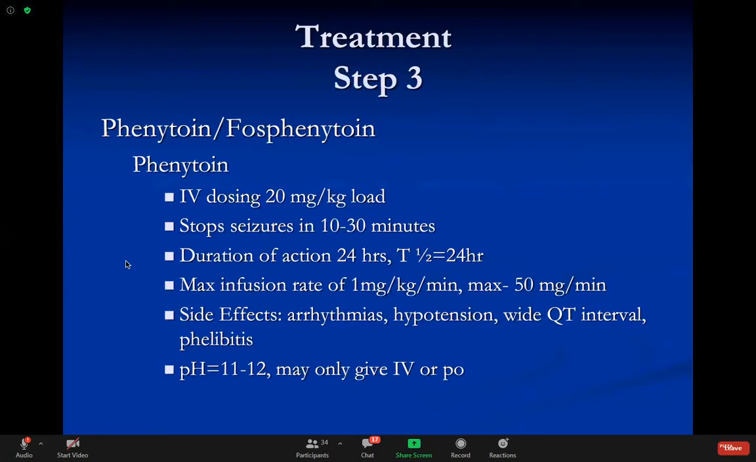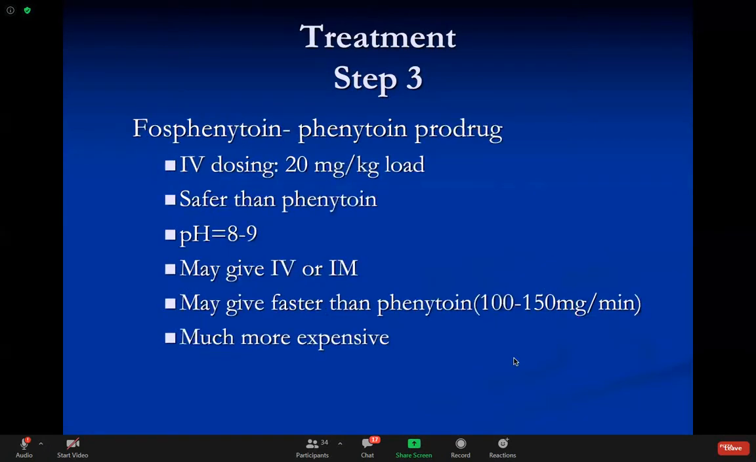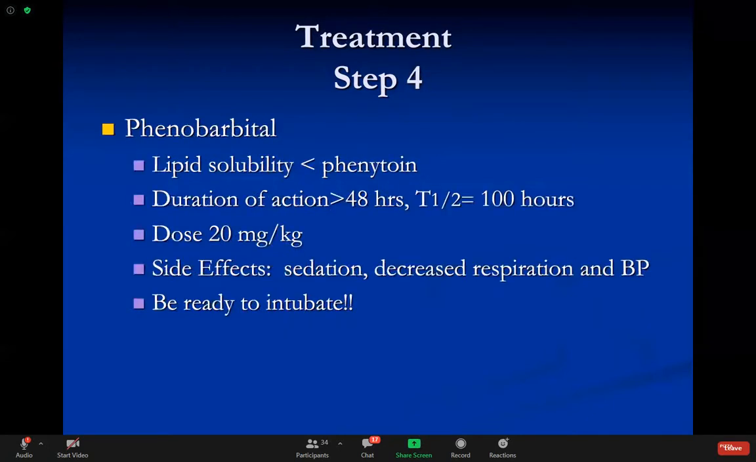Phenytoin. This works at the sodium channels. It'll take longer duration. So that's why you want to start with the benzodiazepines first. We already mentioned the infusion for the phenytoin and its side effects. Fosphenytoin, as I said, is a prodrug. It has a little bit less side effects than the phenytoin, and you can give it faster. But it's not commonly used, mainly because of its price.